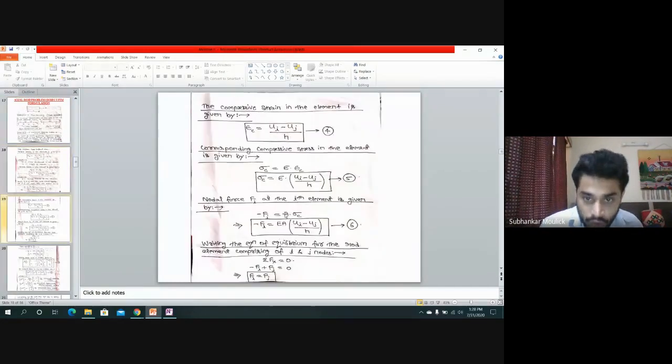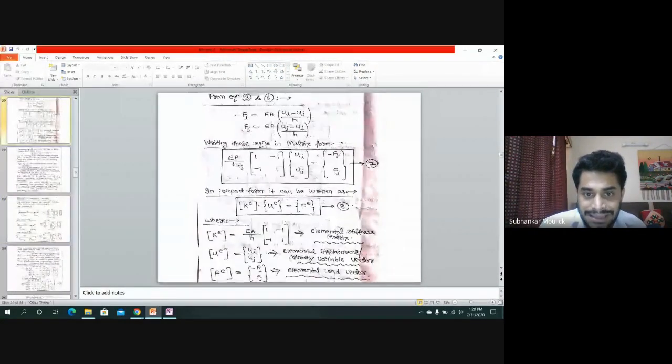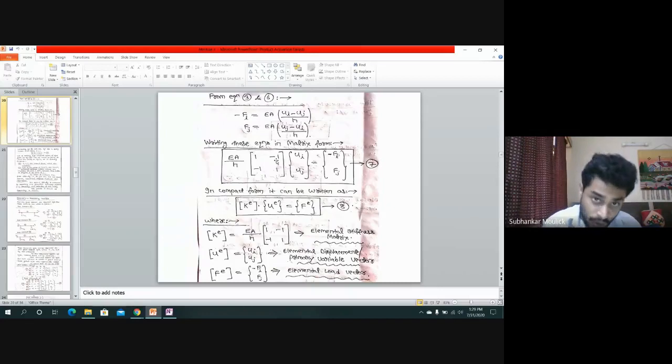Fine. And also this matrix, that is EA by H times [1 -1; -1 1], is a singular matrix. And I know in mathematics that for a singular matrix the determinant is not defined, the determinant is 0. That means the inverse is not defined. Because when you find the values of ui and uj, you have to take the inverse of this matrix. If it is a singular matrix, rank is equal to 1, then it is not defined. Then how will you find the inverse? You cannot find the inverse.